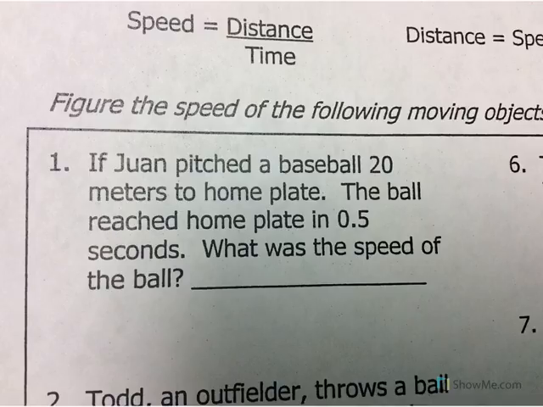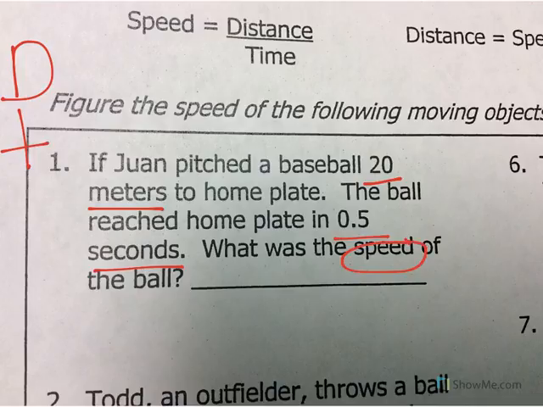So the first thing I want to do is figure out which two things they gave me. So it says he pitched the ball 20 meters. Well, I know meters is a distance. So I know I have some type of distance. Then the ball reached home plate in 0.5 seconds. So I know seconds is a time. Then it asked me what was the speed of the ball. So I have a D, a T, and an S.